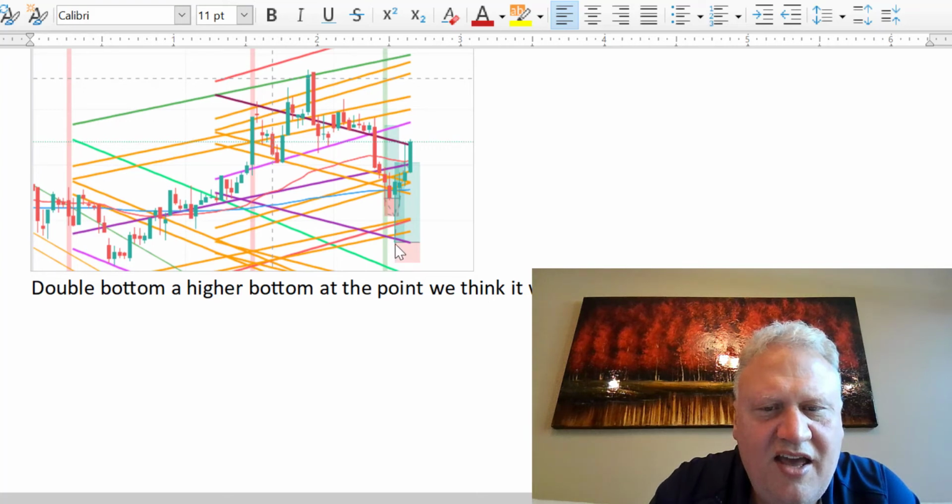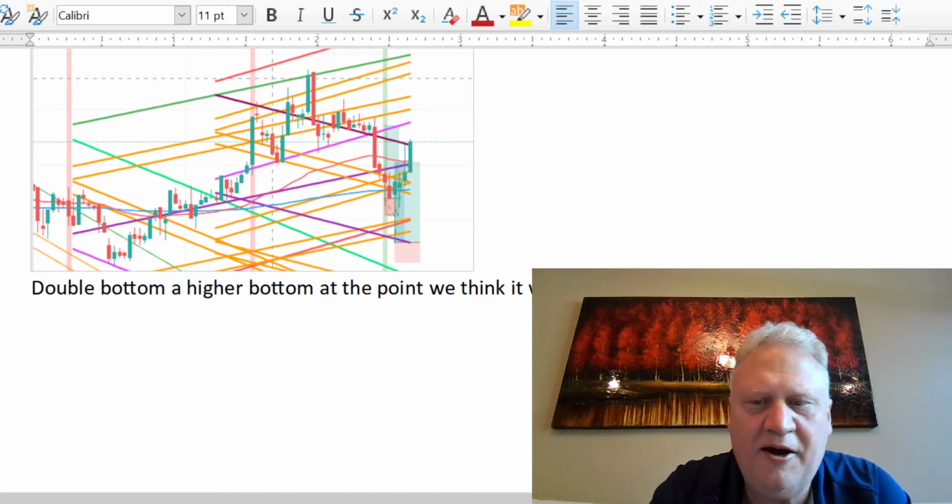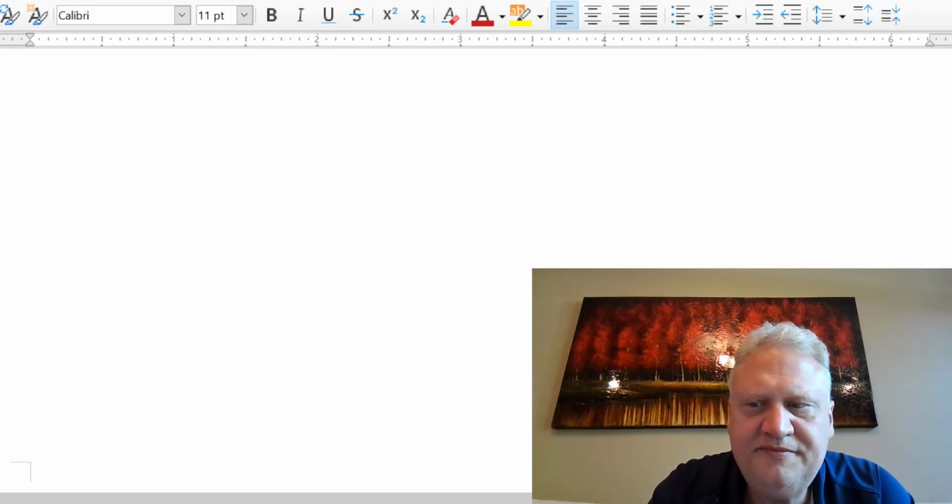And then after that, we see lots of white space. Very good. And then there's something else going on here. It forms a double bottom with the second bottom slightly higher than the other. So when it bounces, it's very likely to reach the targets easily. So very good. Love that.